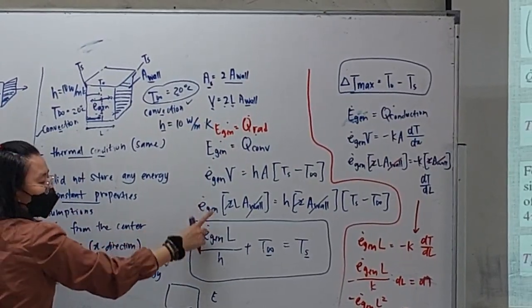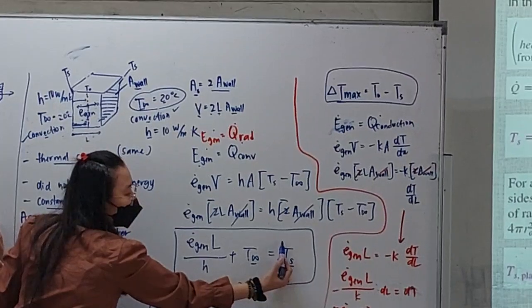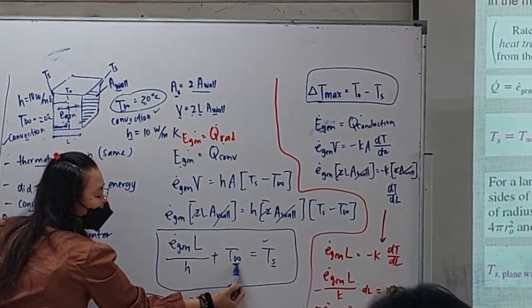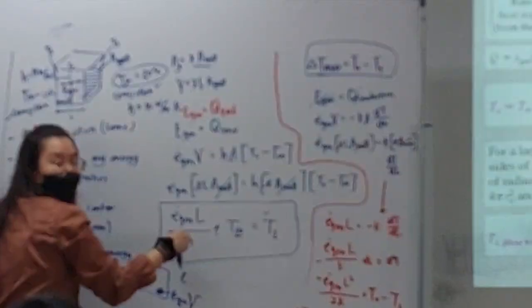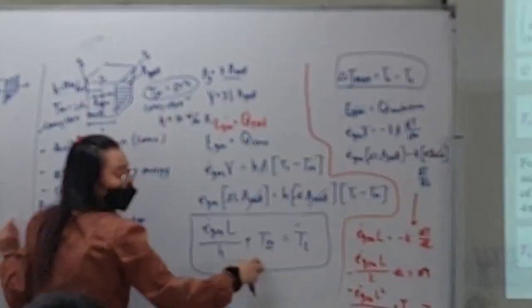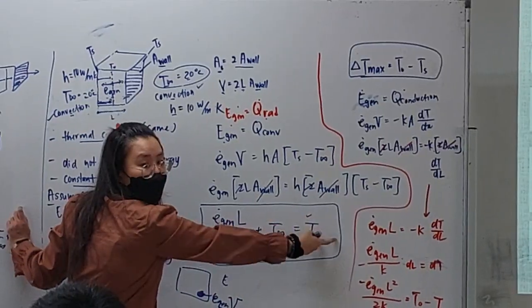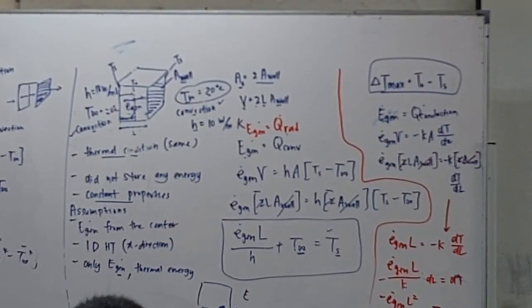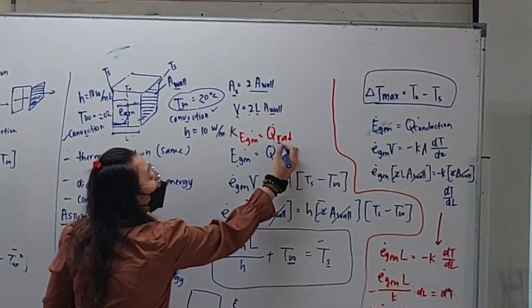Next, rearrange the equations. If the question asks you to calculate the surface temperature, then you rearrange. If the question asks you to calculate the T infinity, the surrounding temperature, then rearrange this one. Generally it will be this one: Egen equals to Q convection or radiations.